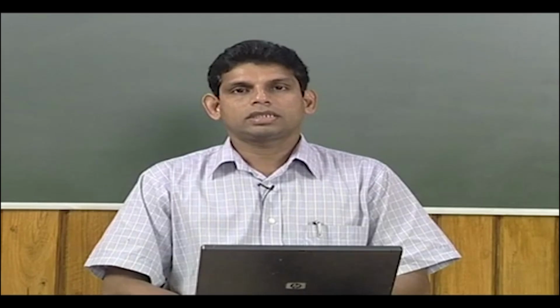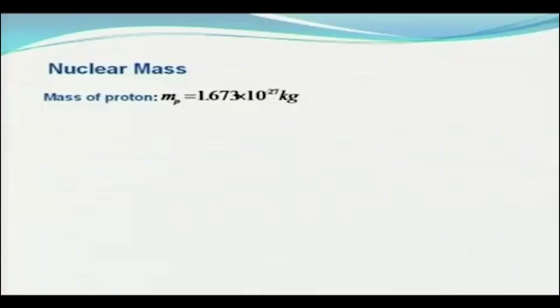So, the next property of the nucleus we will consider is the nuclear mass. The proton has a mass of 1.673 times 10 power minus 27 kilogram, very, very small. There are ways to find out the mass of the proton. We will not go into the experimental details of that, but let us take this value and assume that the proton has this tiny mass.